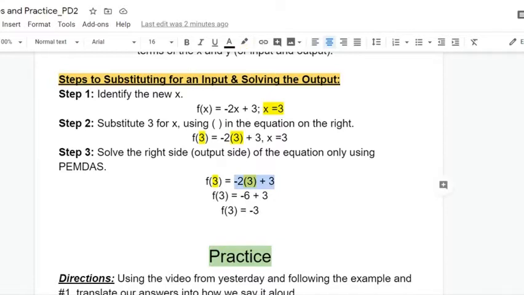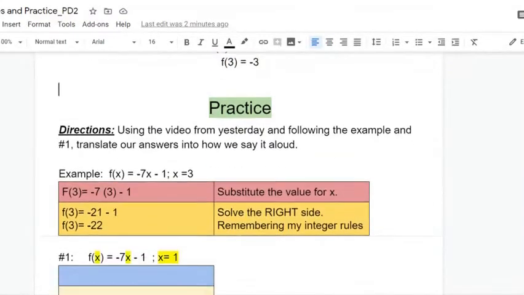This equation gives it to me, the -2, and then with the parentheses, 3 plus 3. And then all you do is solve it. So with the input of 3, we have the output of -3. And that's what we're going to continue practicing. You no longer have to write out what it means.